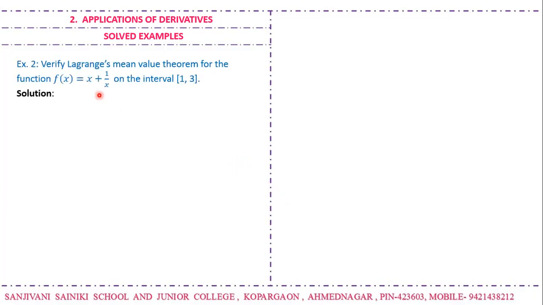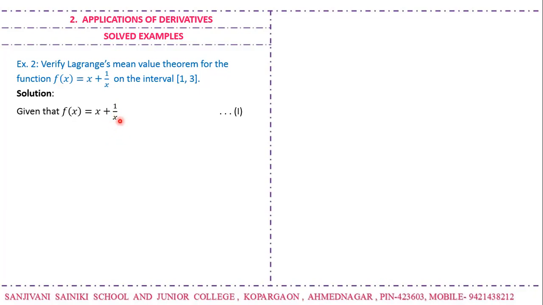Again, this is the second function for which we have to verify the Lagrange's mean value theorem. Again, this function is sum of two functions. One is algebraic or polynomial function, and other one is a rational function. The first function is continuous and differentiable everywhere as it is a polynomial function, and the second function is a rational function. It is also continuous and differentiable everywhere except the zeros of the denominator.